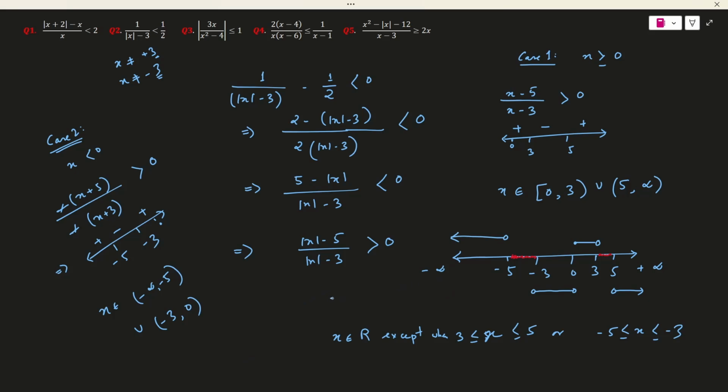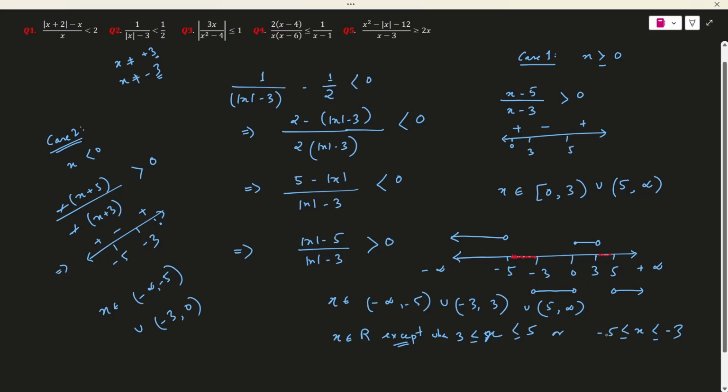Basically x belongs to minus infinity to minus 5 union minus 3 to 0. 0 will be included. If I put 0, yes, 0 will be included. So minus 3 to 0 and then 0 to 3, union 5 to infinity. So minus infinity to minus 5, then minus 3 to 3, and then 5 to infinity, and we have not included minus 3 or plus 3. See, I have written except, so that means 3 and minus 3 are not included. Even here I have given open brackets. So this is our final answer.